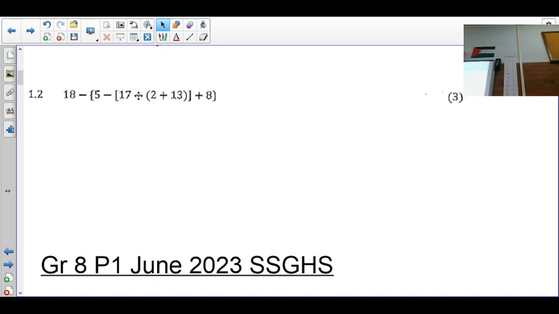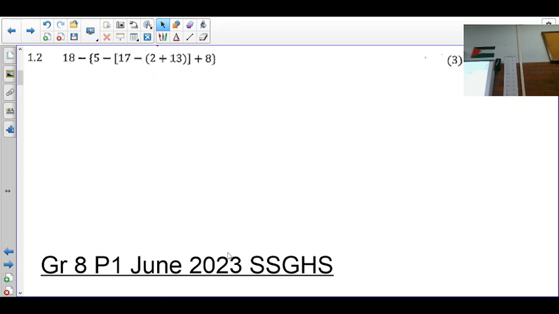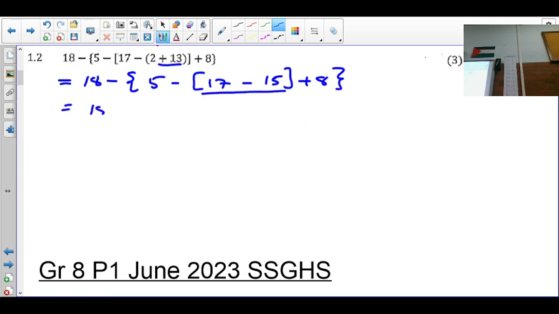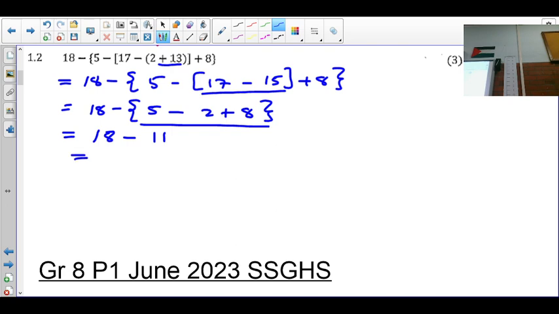Alright, so now we're looking at 1.2. Again, we've got the brackets here, for 3 marks. As we know, we must do the inner bracket first. So it's 18 minus, we've got the curly bracket, 5 minus, square bracket, 17 minus 12, 2 plus 3 is 15, plus 8. Again, the innermost bracket first, so it's 18 minus curly bracket 5 minus 17 minus 15 is 2, plus 8. Again, the brackets first: 18 minus 5 minus 2 is 3, and 3 plus 8 is 11. And 18 minus 11 is 7.